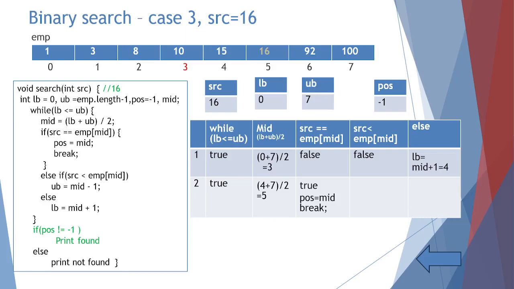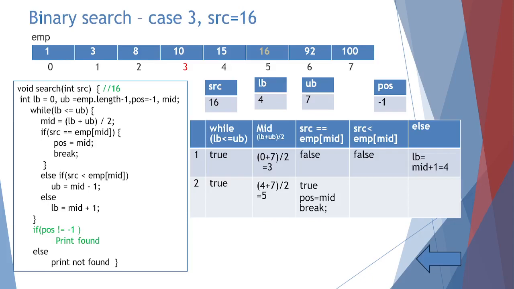Now, first time SRC equals to emp of mid. First if: SRC is 16, mid is 3, emp of mid is 10. Is it true? False. Else if SRC less than emp of mid. 16 is not less than 10. So automatically it goes to else part and LB is equal to mid plus 1. Mid is 3 initially, mid plus 1 is 4. So LB is changed to 4.